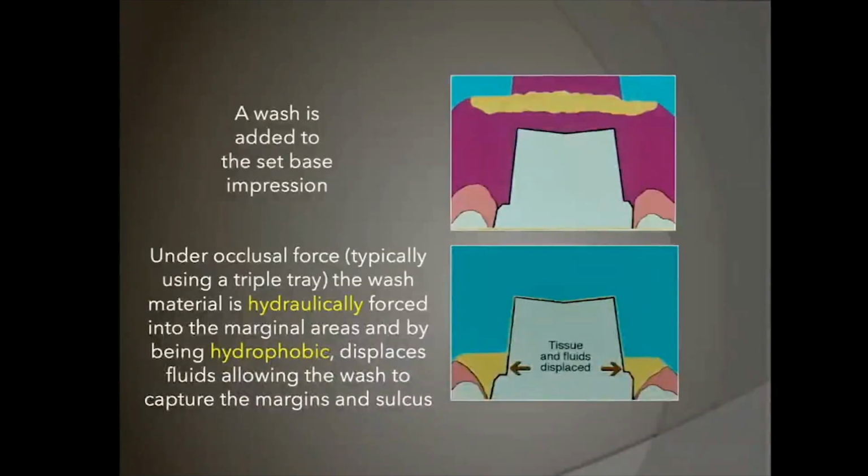So we're going to add a wash, which is our light body, to the set base impression. And under occlusal force, typically using a triple tray, the wash material is hydraulically forced into the marginal areas. And by being hydrophobic, it displaces the fluids, the crevicular fluids, allowing the wash to capture the margins and the sulcus.